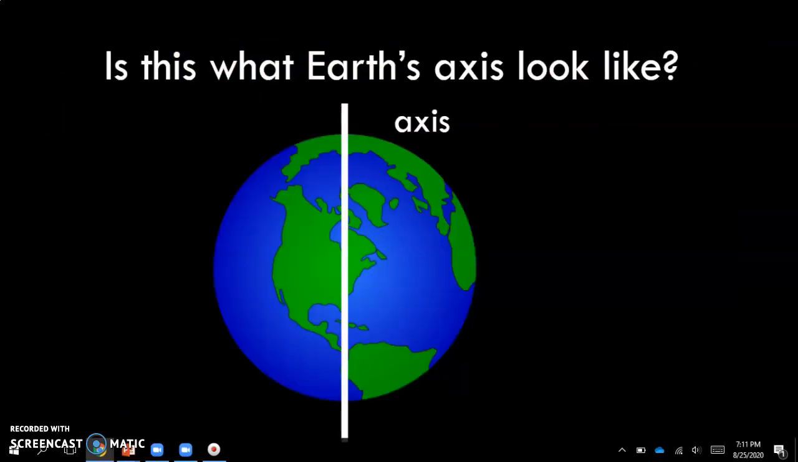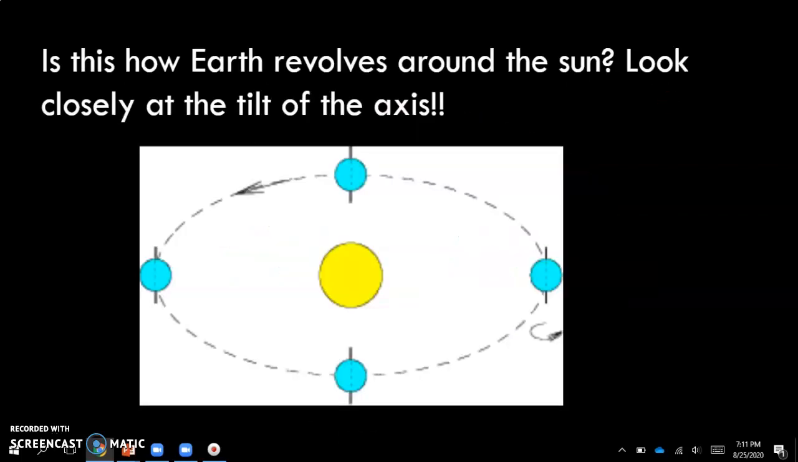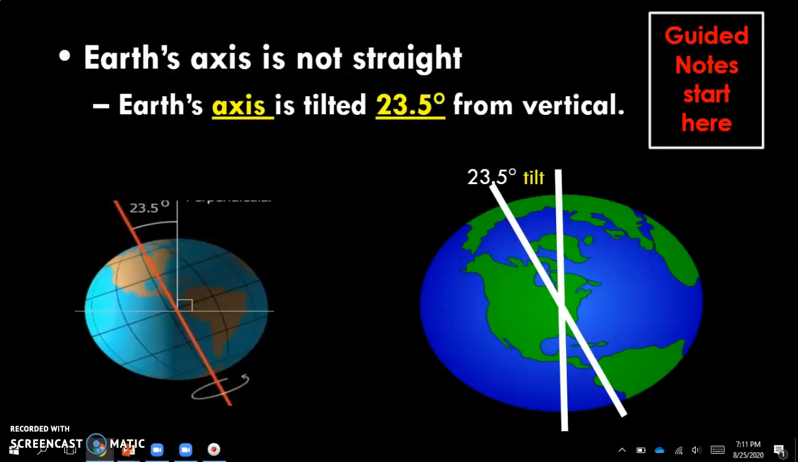So again, our Earth is not straight up and down in space. It's tilted on its axis, and it revolves around the sun. So it spins at a tilt on its axis, and it revolves around the sun. And then remember that the axis is tilted at roughly 23.5 degrees. So if this is straight up and down, the 23.5 degree tilt would be at this angle.